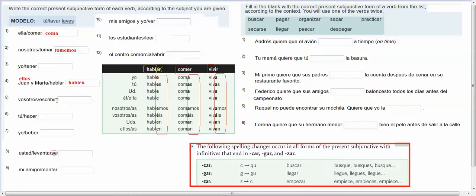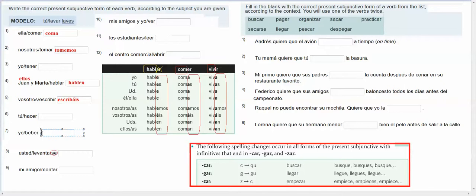Vosotros escribir, so I'm going to write escrib. I'm going to get rid of my IR, but it is an IR verb, so I'm going to go down here to vosotros. I'm going to go across to my IR verb, and I'm going to add áis, escribáis. Okay, I'm going to skip number 6 and come back to it.